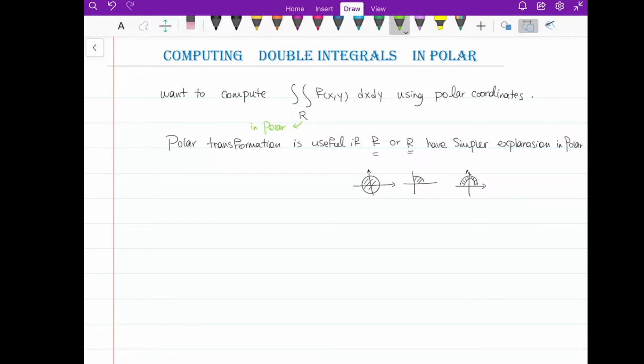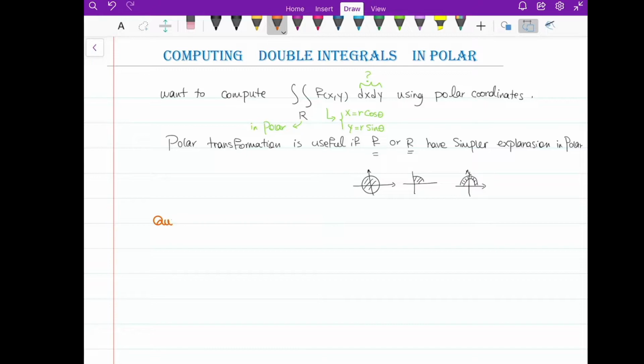We're gonna transform x and y in polar. So how do I do that? I'm gonna say x is r cosine theta, and then y is r sine theta, and so everything would be in polar. Now the question is this: what can I do for dx dy? How can I transform this into polar?